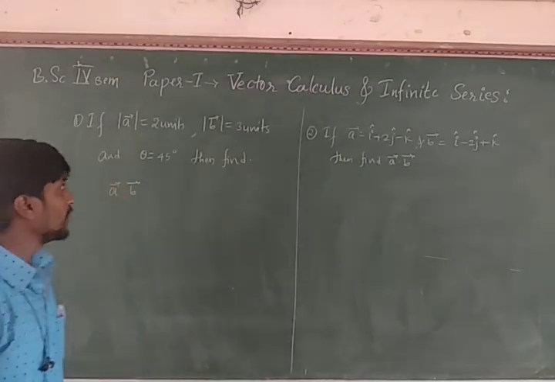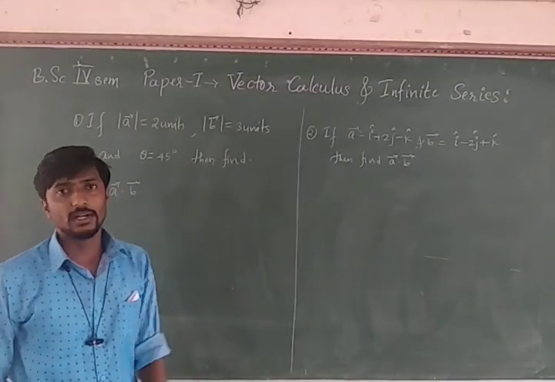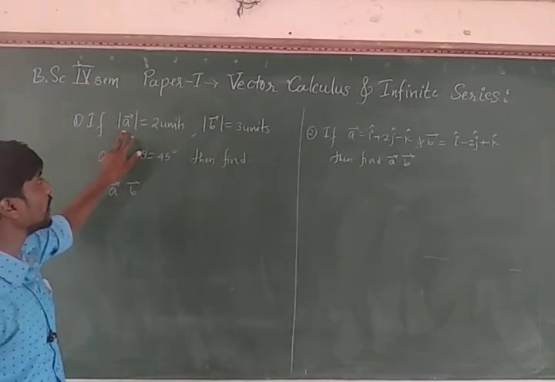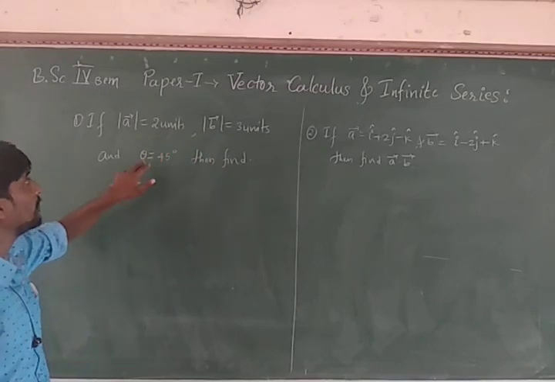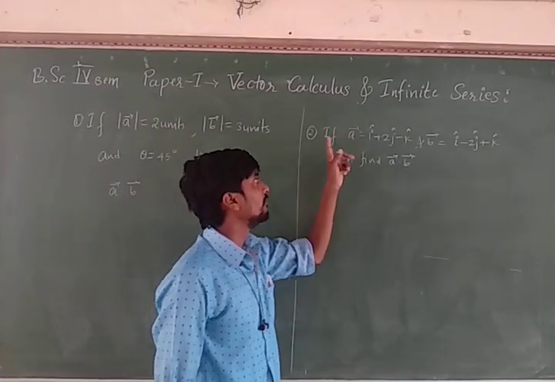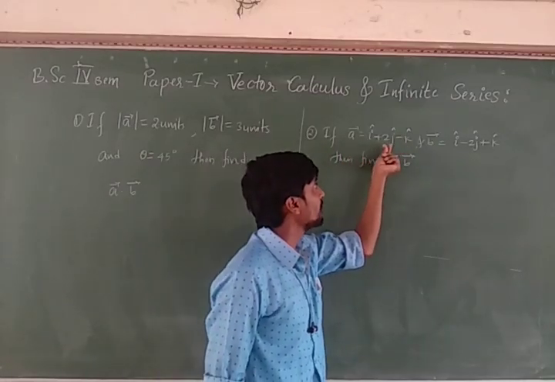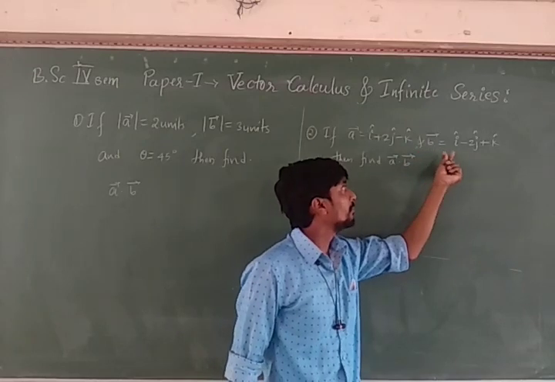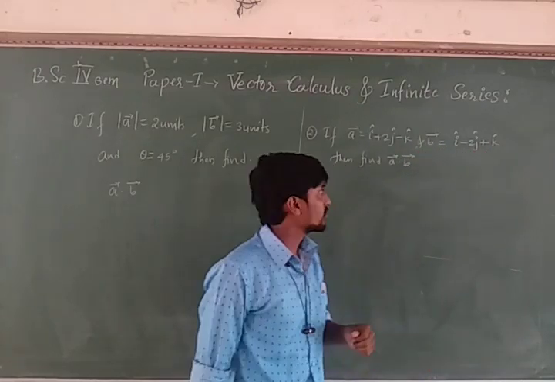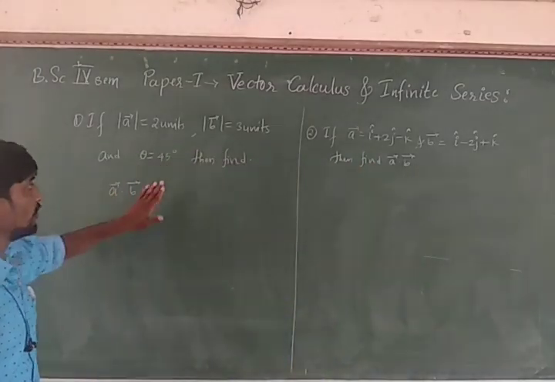So look here, both examples are different. In this case, they gave the magnitude of vector A, the magnitude of vector B, and the angle between the two vectors. In this one, they provided the vectors in component format: vector A is i plus 2j minus k, and vector B is i minus 2j plus k. So this case is different and that case is different.